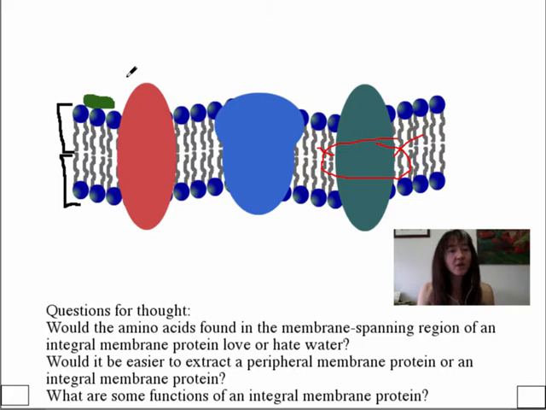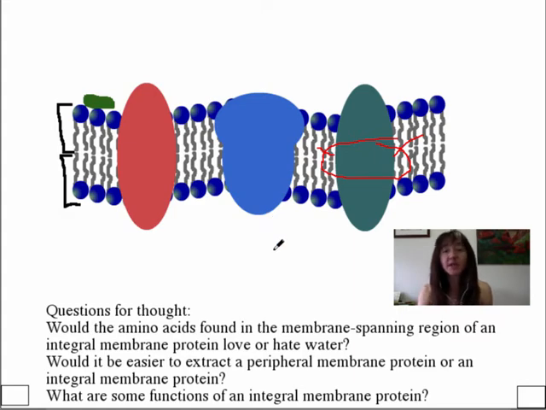So what I want to know is which would be easier to extract in the lab. If you wanted to study this little green protein, or if you wanted to study this big pink protein, which one do you think you'd have an easier time getting off the cell or out of the cell? So you can give that some thought, and that'll be your second question. And then what are some functions of an integral membrane protein? So I want you to mull that over and think about what are some functions of, say, this pink protein or this blue protein.